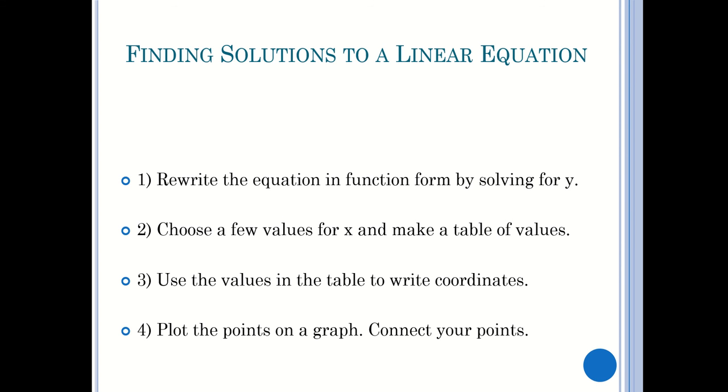Number 3, use the values in the table to write coordinates, write ordered pairs, right? We're creating ordered pairs out of a table of values. And number 4, we're going to plot the points on a graph. And then finally, connect your points. So what we did in the previous slide was find ordered pairs that are on the graph, and we could then plot them. The difference being you sometimes have to choose your own x values, which you've done before in IXL U.8.